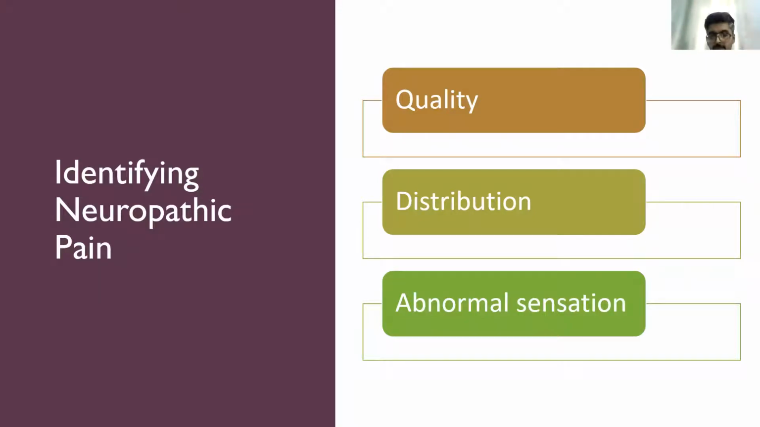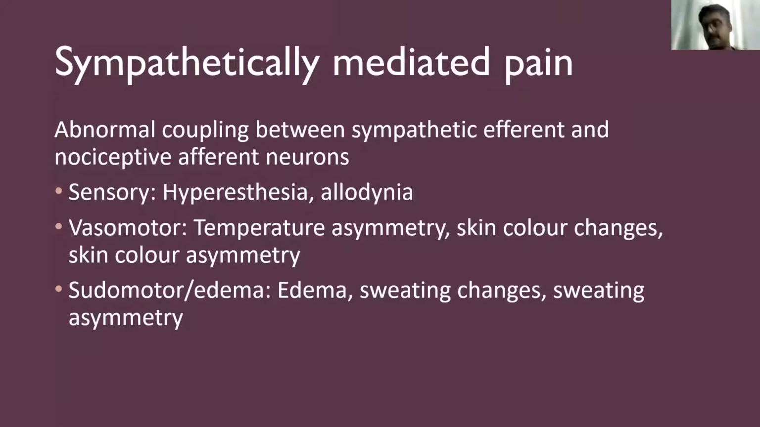So this is one type of pain. Another important type of pain that is usually associated with neuropathic pain, which is very rare, but important just to know about, is sympathetically mediated pain. Here there is an abnormal coupling between sympathetic efferent and nociceptive efferent neurons, which usually doesn't happen. I'm not talking about the generalized sympathetic response to an acute pain. Normally when there is pain in a particular part of the body, we don't have sweating or redness or an increased temperature of that particular area, right? That doesn't usually happen.